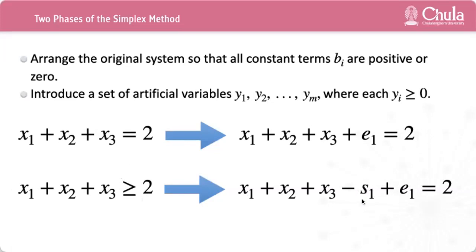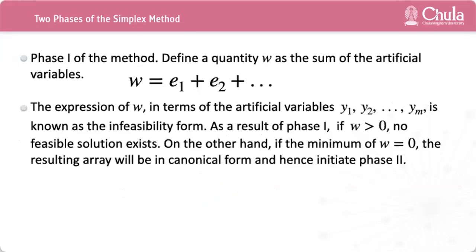The first one is the slack variable, and the other one is the artificial variable, E1. So in phase one of the method, we define a quantity W, which is the sum of artificial variables. W is E1 plus E2 plus any extra artificial variables.